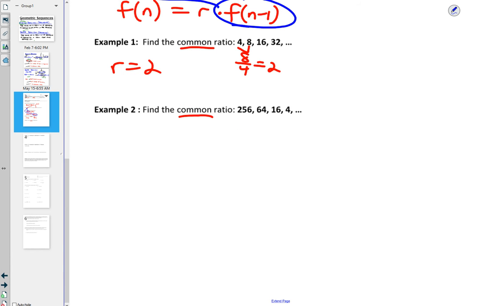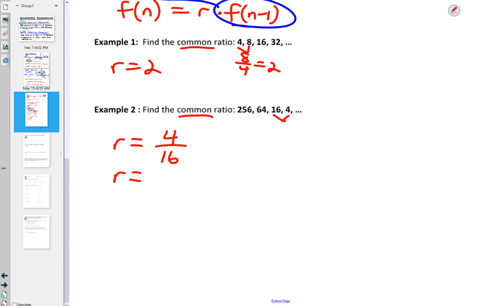All right, so for the next one, again, you can get any two numbers you want in a row. Here, you might like the smaller numbers, especially if we're calculator challenged, like some of us are in here. What's 4 over 16? Yeah, don't put 16 over 4. Your common ratio there is not 4. The numbers are getting smaller.